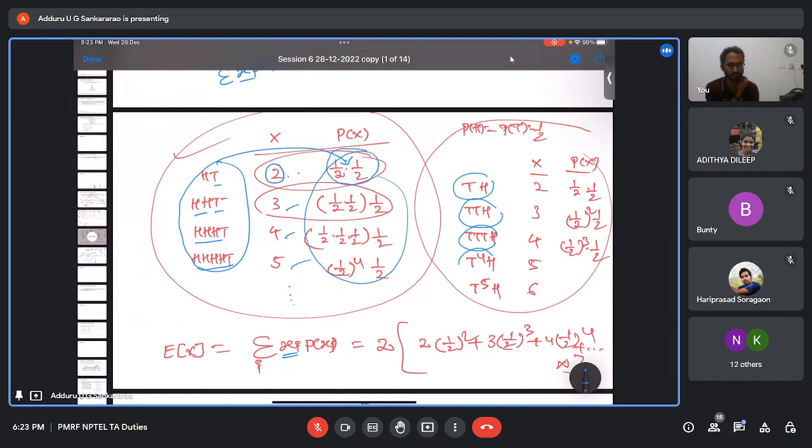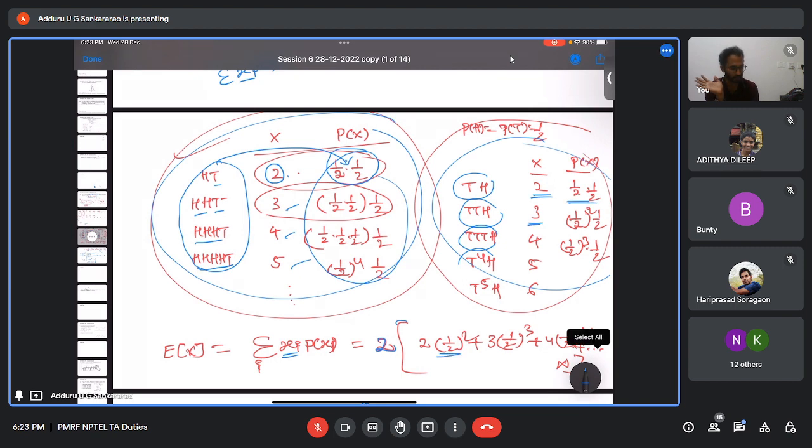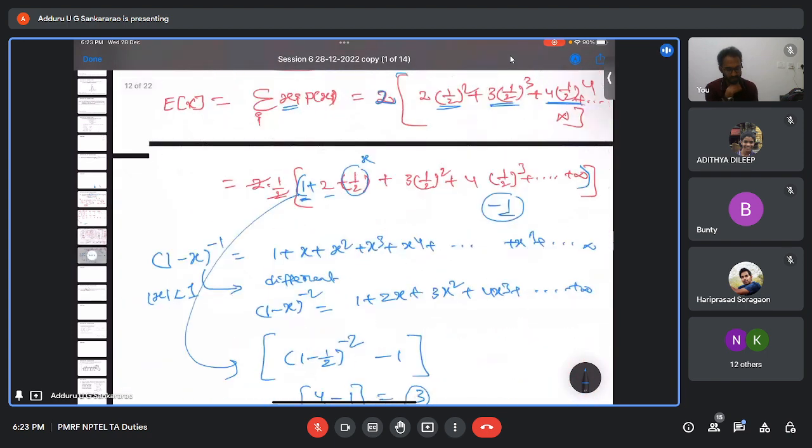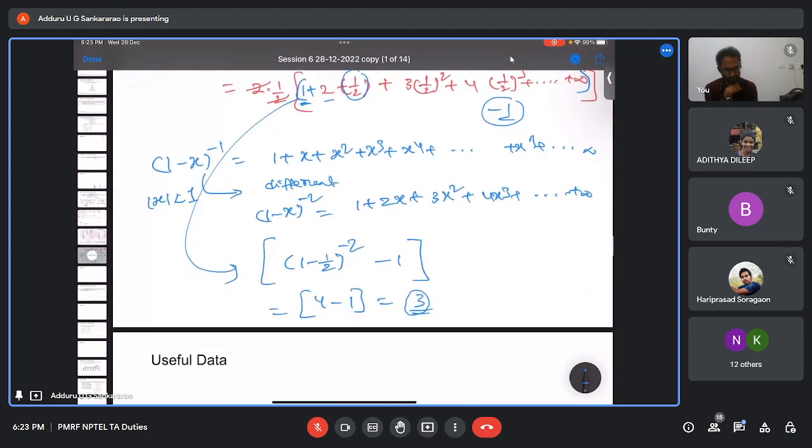In that way we will do. So this one and this one are both the same, equal. So that's why I am writing two times. First one, 2 into p of x, 1 by 2 square, 3 into p of x, 1 by 2 cube, 4 into 1 by 2 power 4, like that. So I simplified this using a known result. You get the average number of tosses as 3. Is that clear?